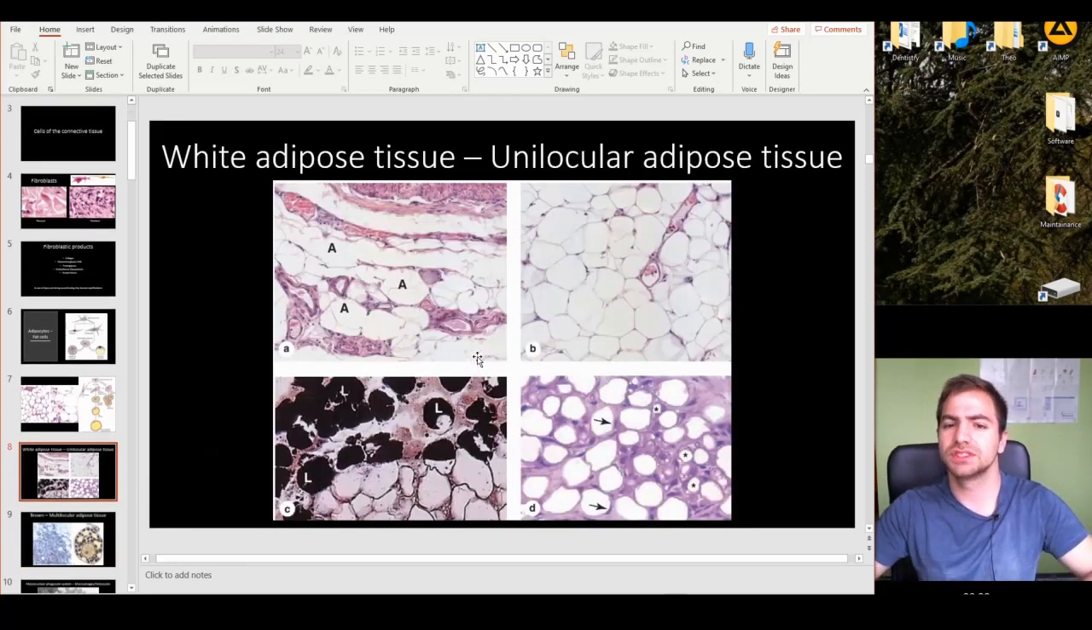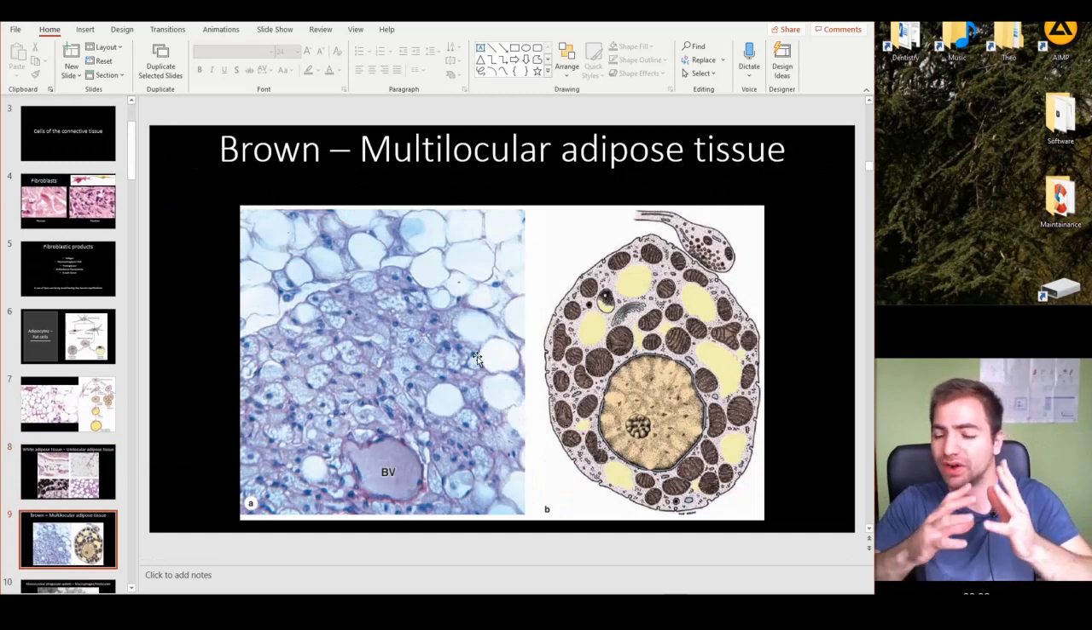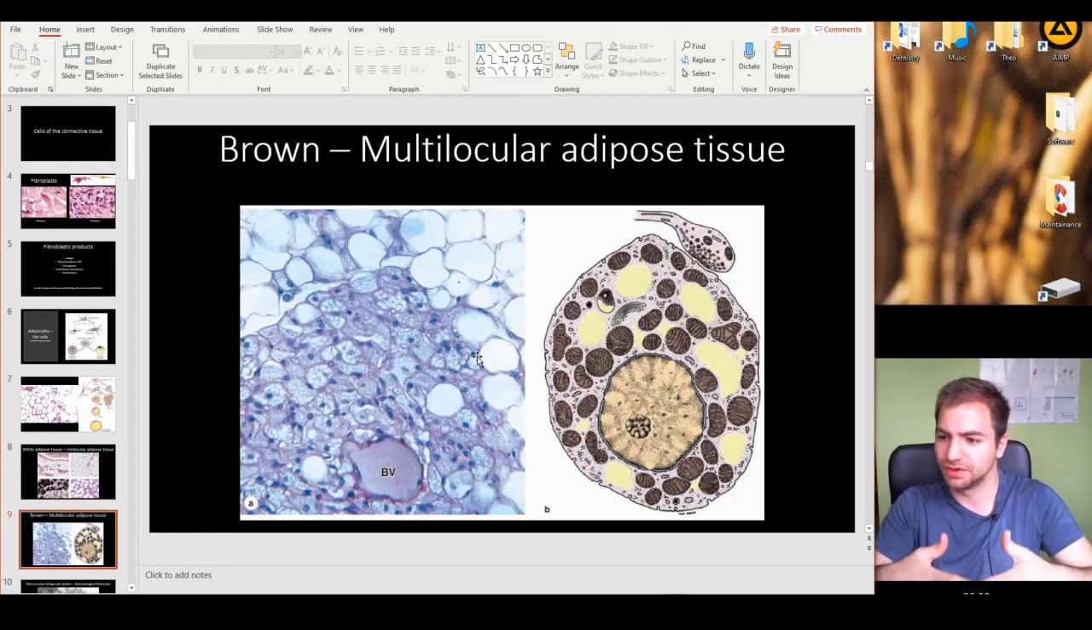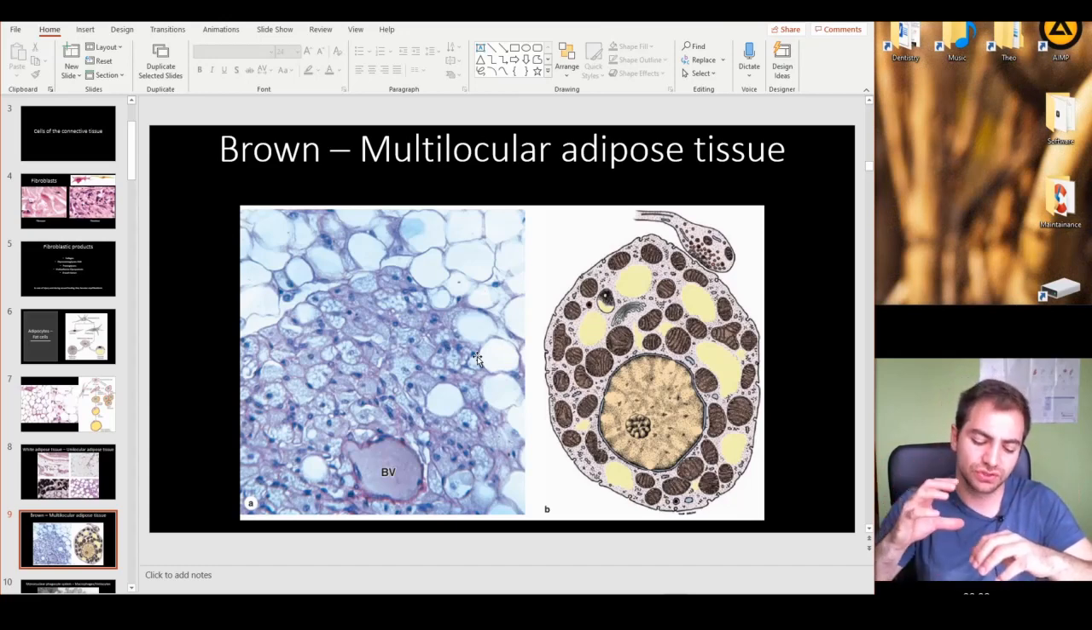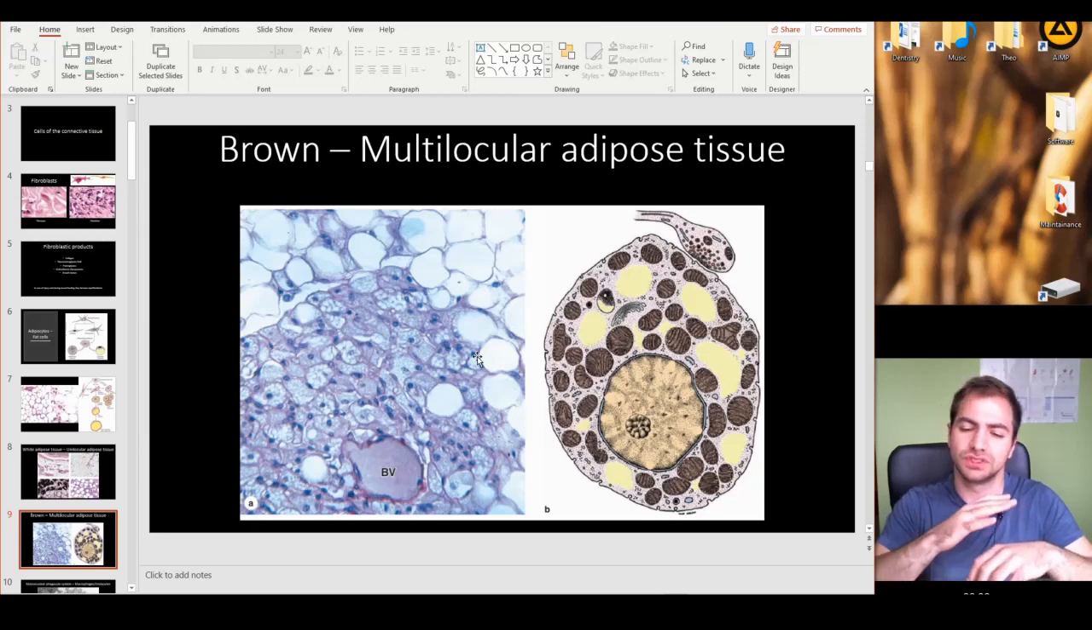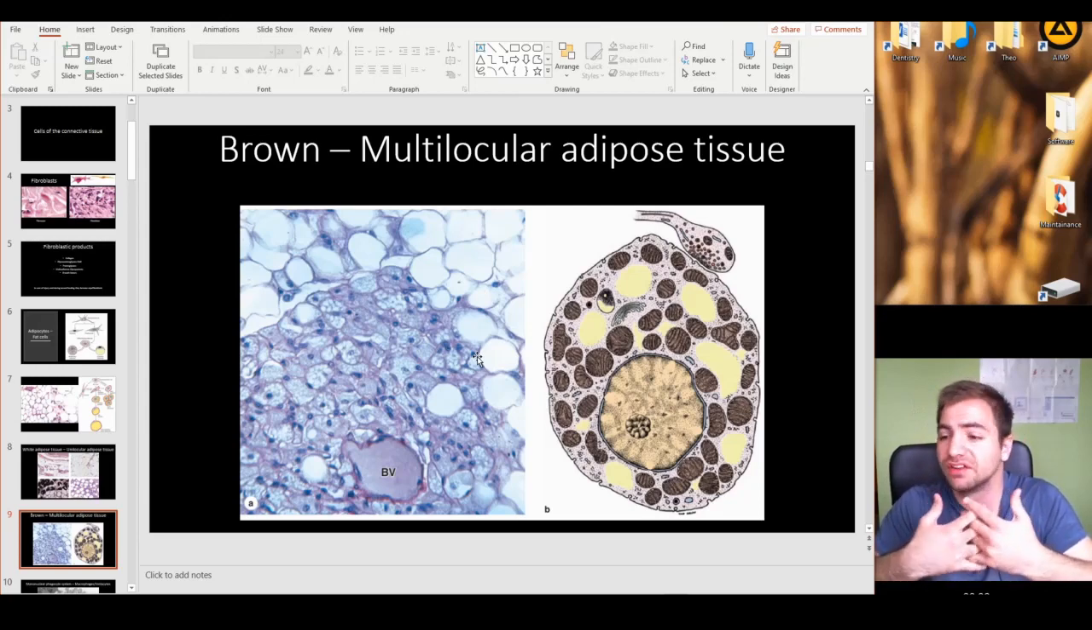The second part is the brown adipose tissue, the multilocular. In this case, there are many small vacuoles of lipids inside the cell, but the function of the brown adipose tissue is almost completely different than the white adipose tissue, and this is because these cells have unique functions.